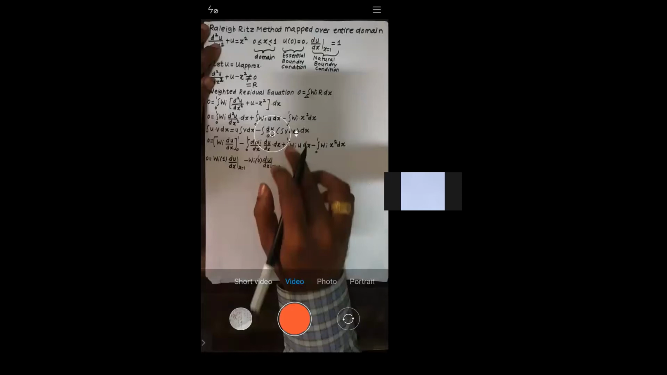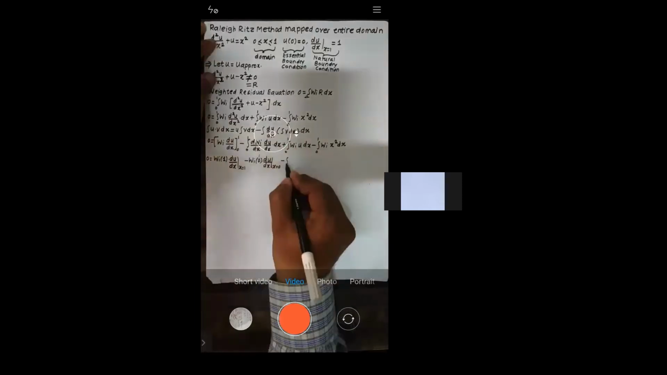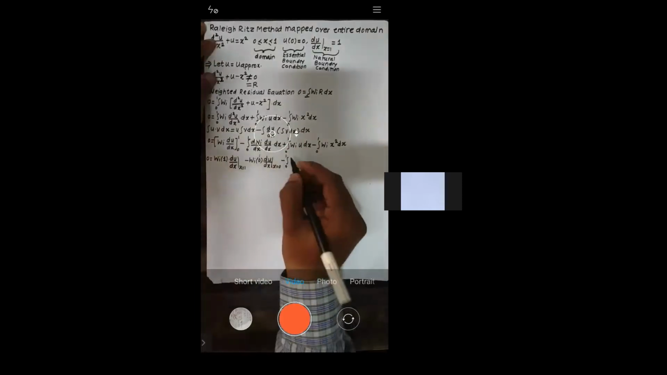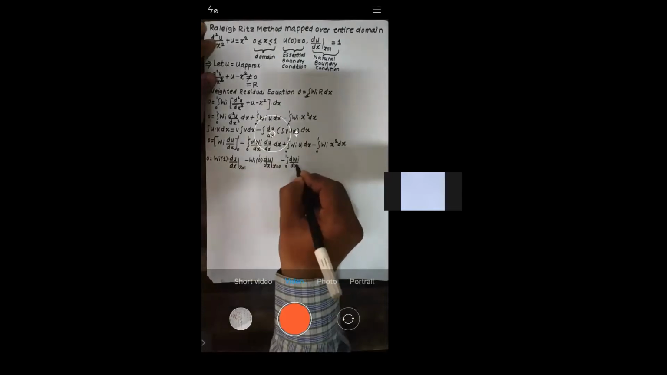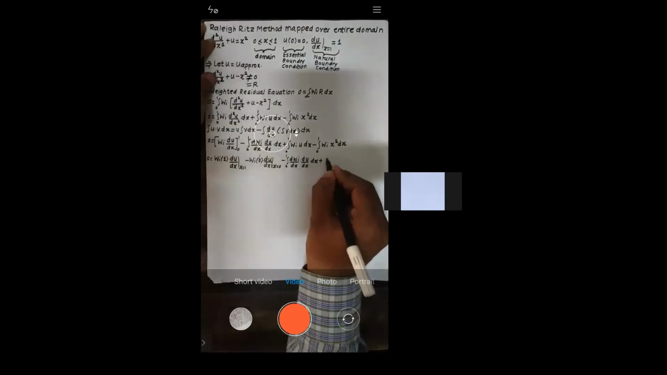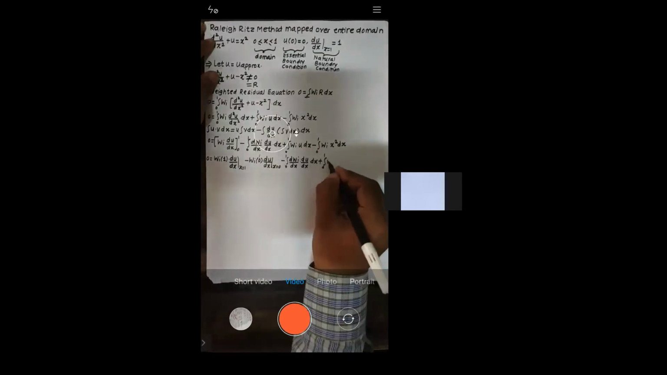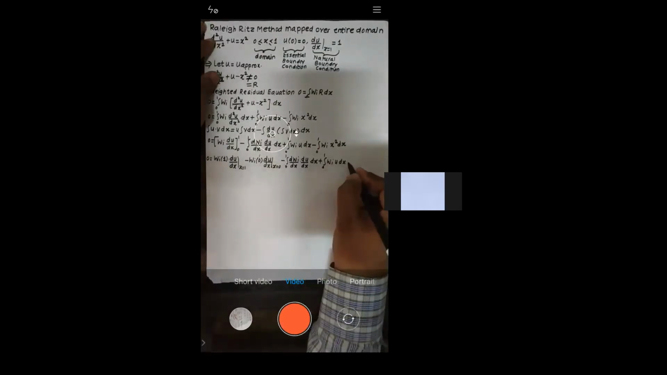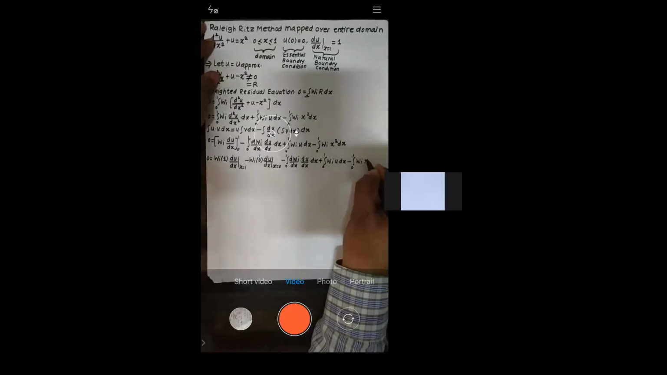So I'll keep these three terms as they are. Let me write that again: integration 0 to 1 of dwi/dx into du/dx, plus integration 0 to 1 of wi into u dx, minus integration 0 to 1 of wi into x² dx. Now see, this equation we have.